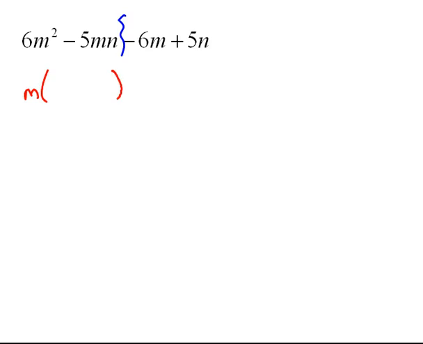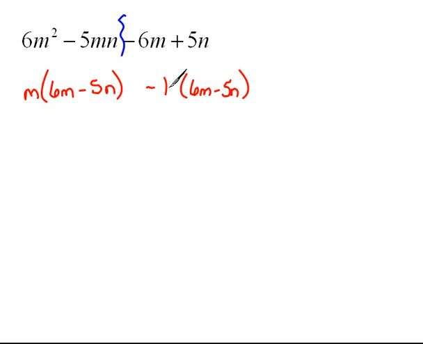So when we factor that out, m times what would give us 6m squared? That would be 6m. And m times what would give us negative 5mn? That would be a negative 5n. Now remember, we're factoring by grouping here. So when I pull out the GCF out of these next 2 terms, I really need it to be 6m minus 5n. Well, what do I have to multiply to 6m to get negative 6m? That would be a negative 1.